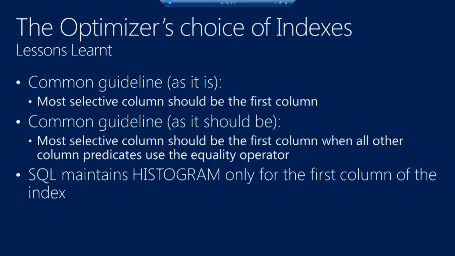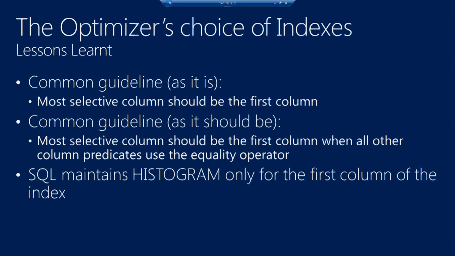The long answer here is the common guideline. Most selective column should be the first column in your index key formation. All of you agree with me? Yeah, that's the common guideline. And if we really follow this common guideline, first name should be our first column. But as I said, I'm completely okay with this guideline, with this best practice. There's no dispute. But this should come with a rider, a caveat. The caveat is, my second bullet point there, most selective column should be the first column when all other column predicates use the equality operator. That should be the real guideline.